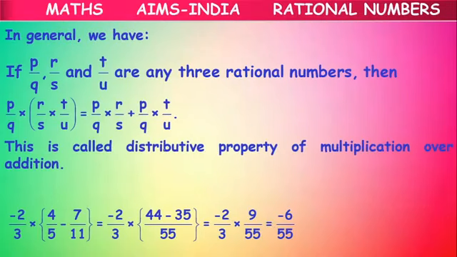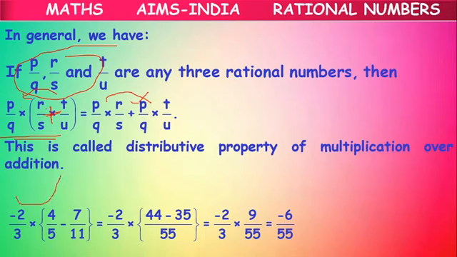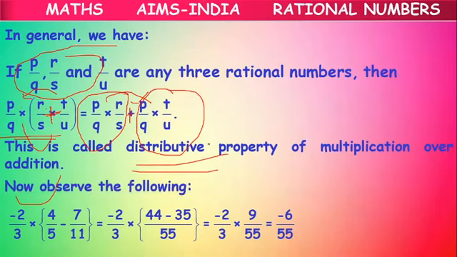What does it mean? If we have three rational numbers, if we add and multiply, sorry children, here plus symbol. If we add and multiply, or if we multiply and add, both the result will be same. So here the multiplication property distributed over addition. For the first rational number multiplication coming, second rational number multiplication coming over addition. So this is called distributive property of multiplication over addition.